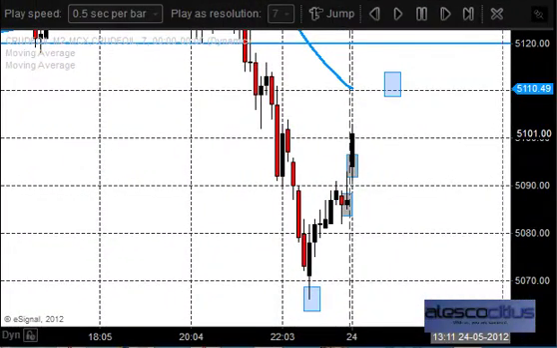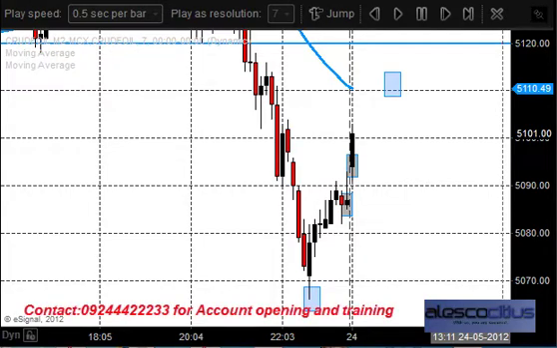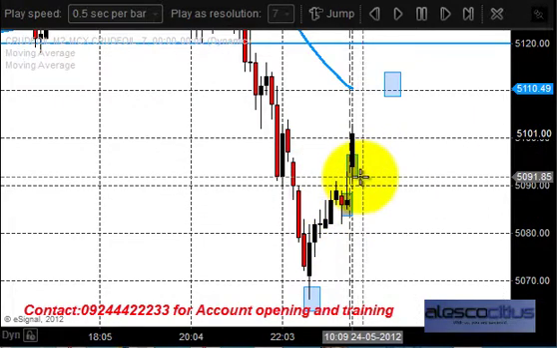Good morning. In this presentation, we are going to see how we can trade in MCX crude oil today. Before looking into that, let us see what happened yesterday and what we expected yesterday. Yesterday, MCX crude oil opened around 5090.